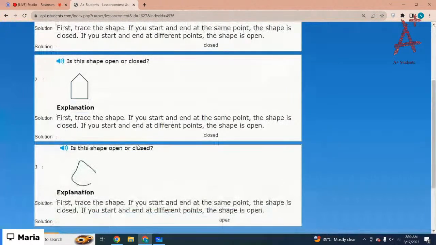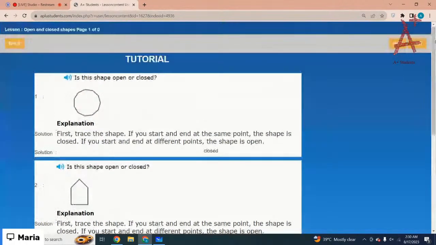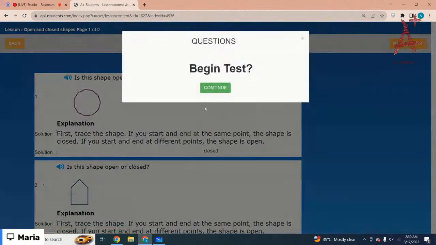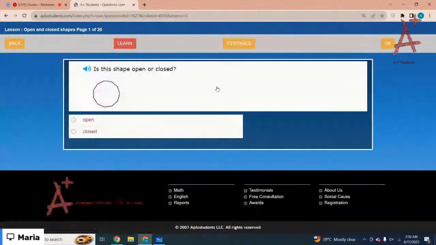Is this shape open or closed? If you trace the shape, you start and end at different points, right? That means that is the open shape. Let's start with the practice questions.